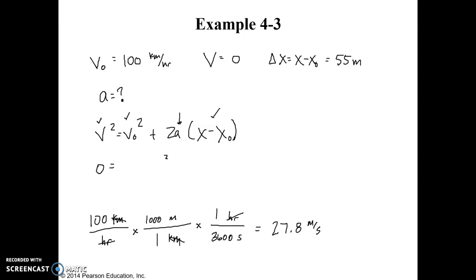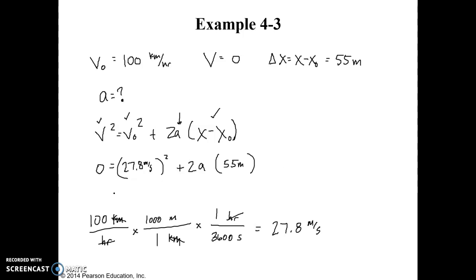So I'm going to come over here and erase that and replace it with the initial velocity of 27.8 meters per second, squared, plus 2 times the acceleration times x minus x naught, which is 55 meters. So now I just need to solve this equation for acceleration.